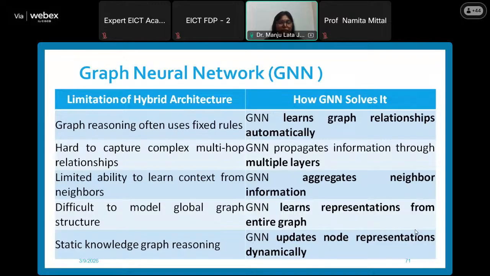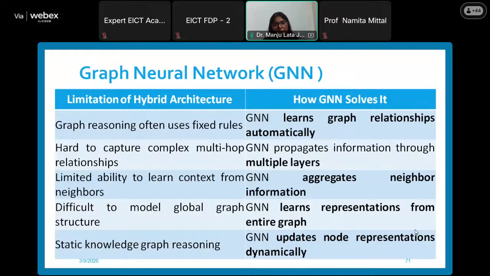Limitation of hybrid architecture: graph reasoning often uses fixed rules. GNN learns graph relationships automatically. In the hybrid architecture, we have two components: one is the semantic graph and the other is conceptual embeddings. But in semantic graphs, we have fixed rules because we have fixed connections, fixed linkages between the nodes. Since the linkages are fixed, they cannot be dynamically changed. So the reasoning is also limited.